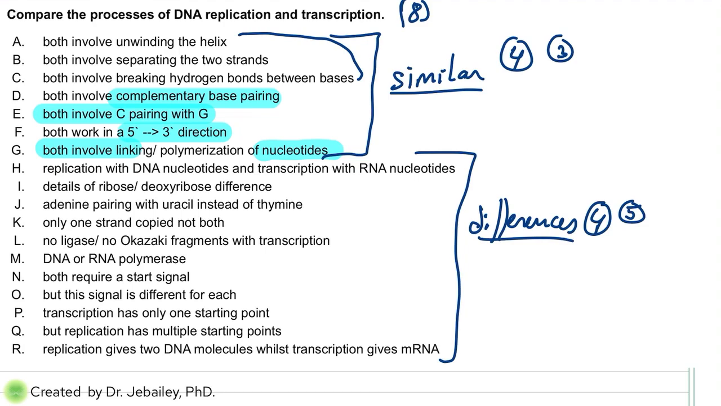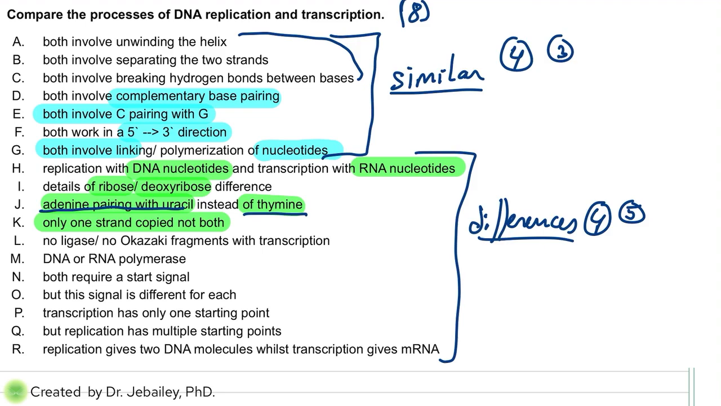Then come the differences. One is involving the DNA nucleotides, but this one is RNA nucleotides. One is involving the ribose sugar, the other one is the deoxyribose. And here you're using adenine with uracil, while this one we're talking about using thymine. So basically this is happening in transcription, and this is happening in DNA replication. And then here, one strand copied, not both, for the mRNA.